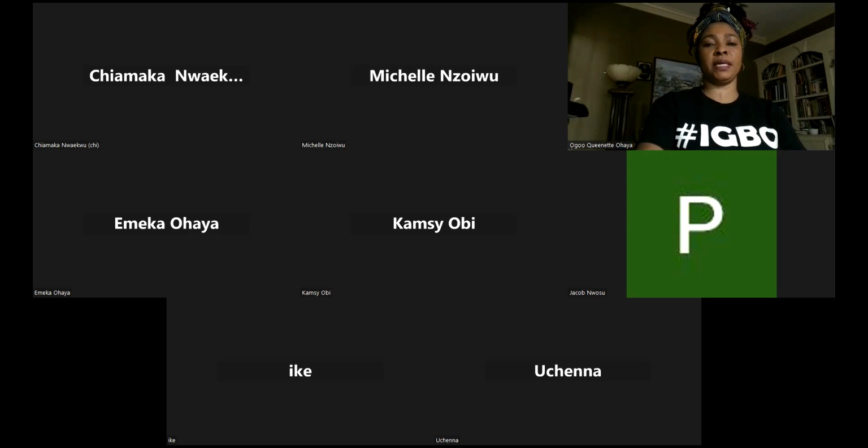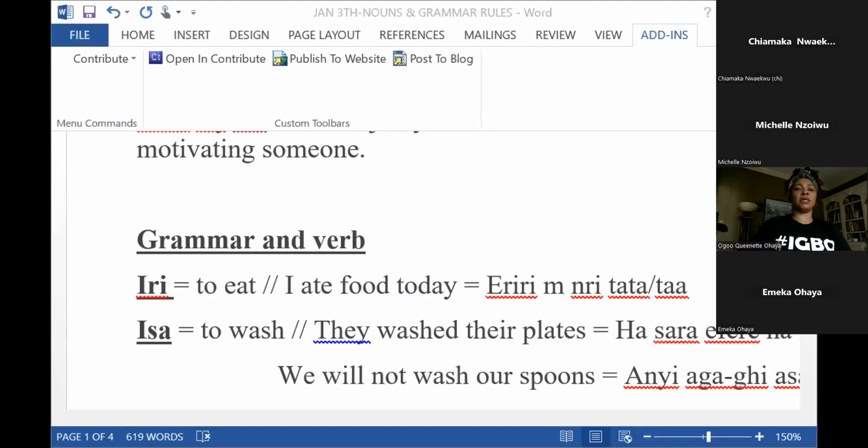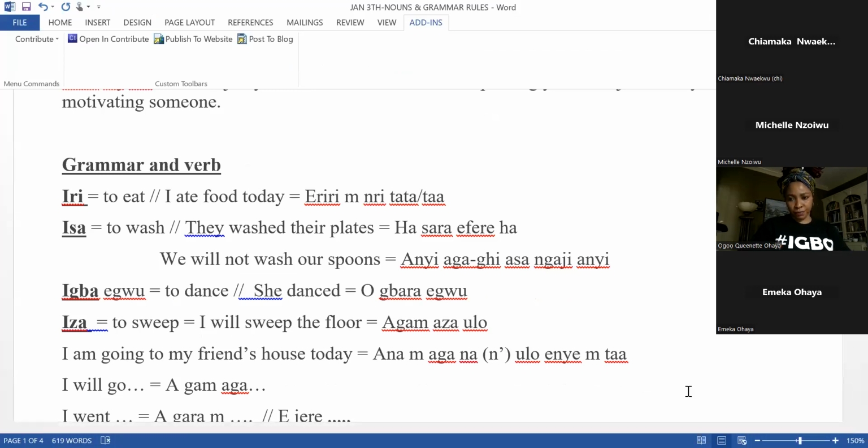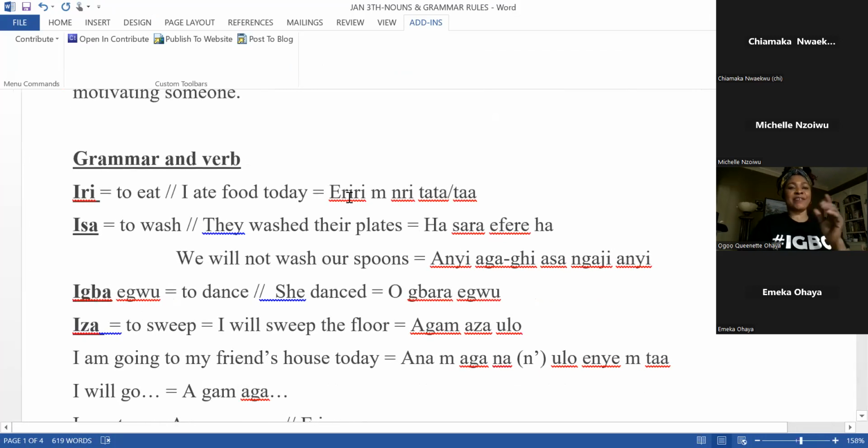All right, so let me get it up. I'm sharing a page now. I hope everybody can see it. Okay, you can see the page now. So, iri, to eat. I ate food today. You see the page now? This a is referring to me when I say I ate food. Now let me break it up.